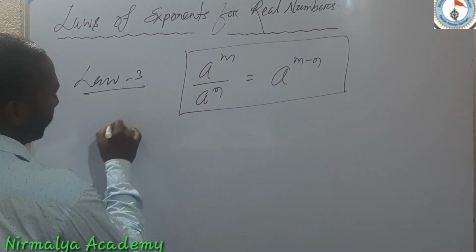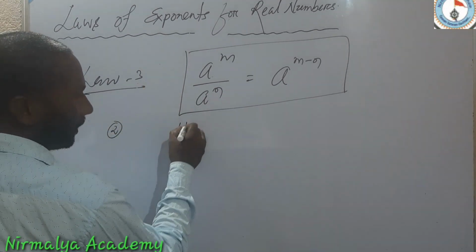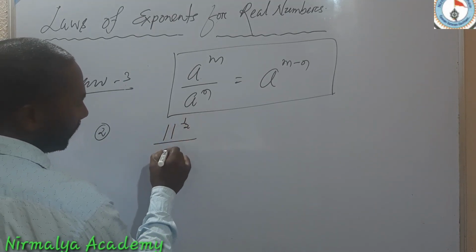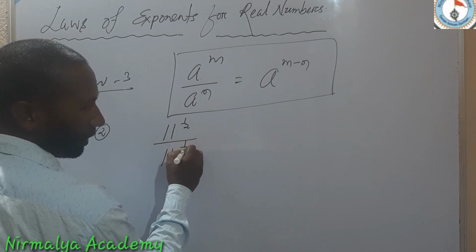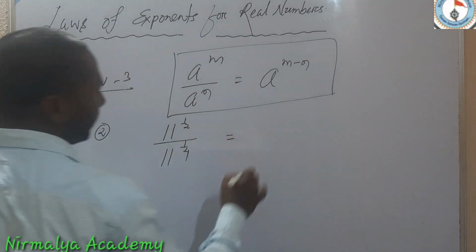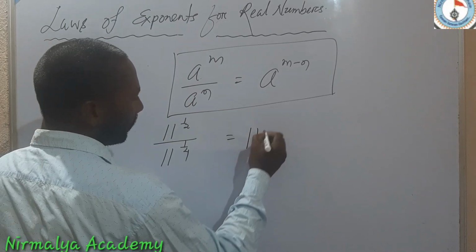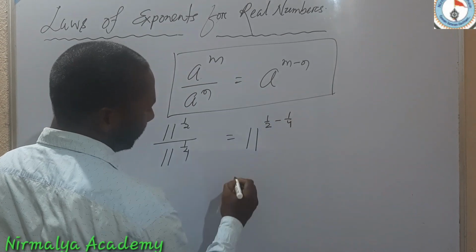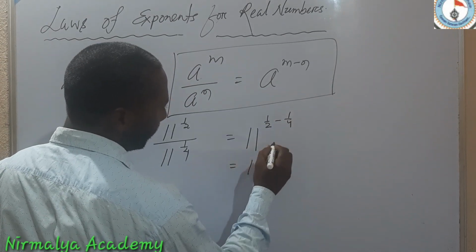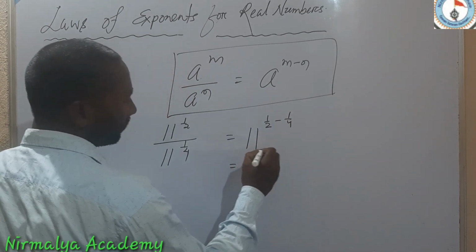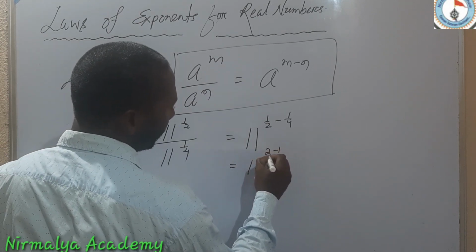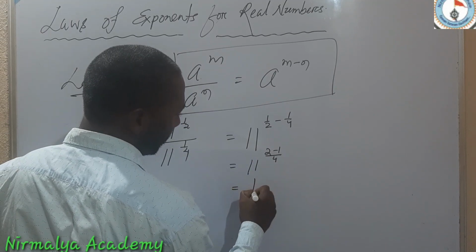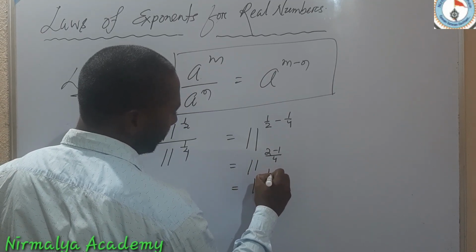Let's take another example. 11 to the power 1 by 2 divided by 11 to the power 1 by 4 equals 11 to the power 1 by 2 minus 1 by 4, equals 11 to the power 2 minus 1 by 4, equals 11 to the power 1 by 4.